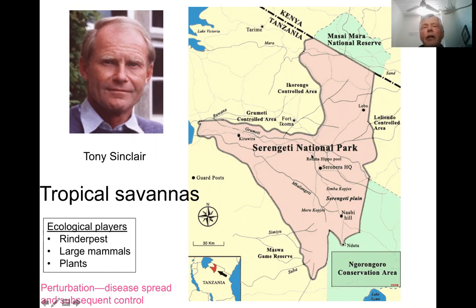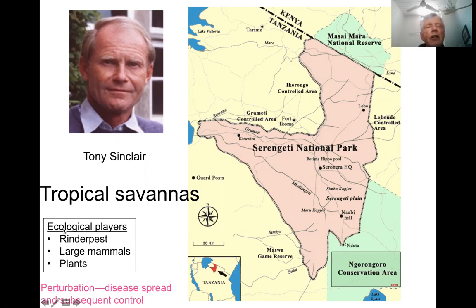Serengeti National Park is in Tanzania, right at the border between Tanzania and Kenya. In fact, the Serengeti Park and the Masai Mara National Reserve Park are part of a larger functioning ecosystem. Tony's work was done mostly in Serengeti. These are tropical savanna systems, okay?